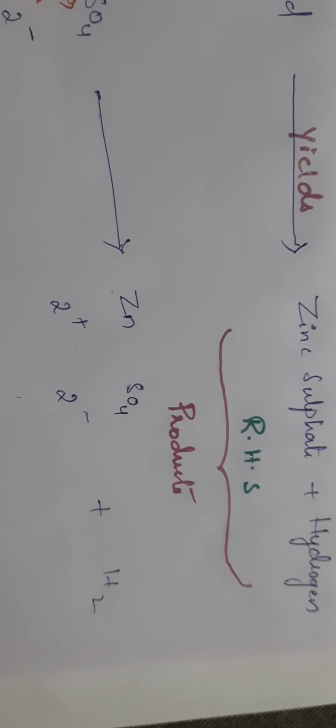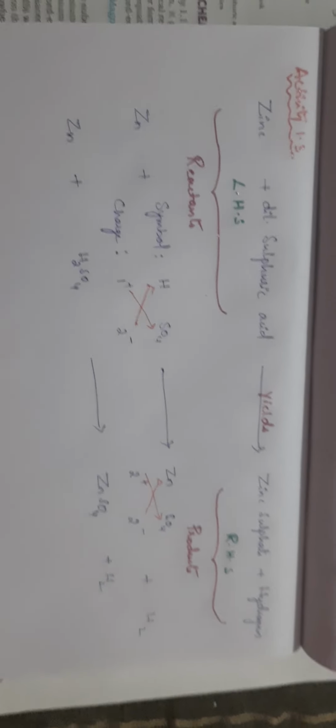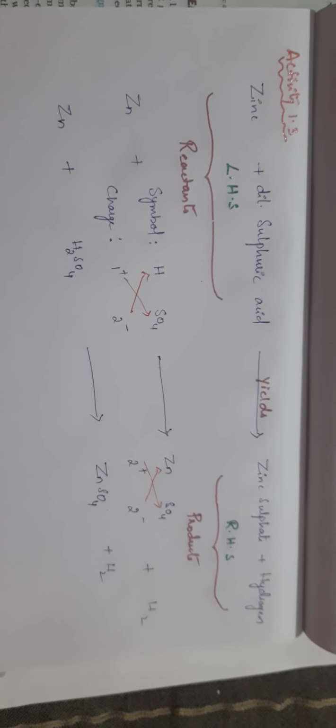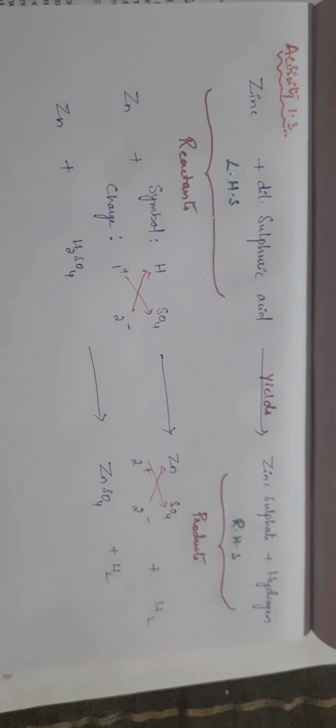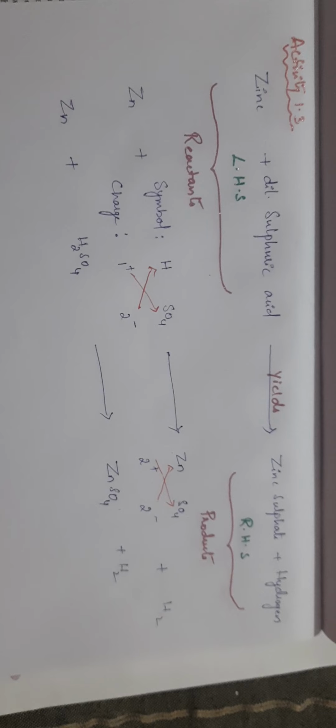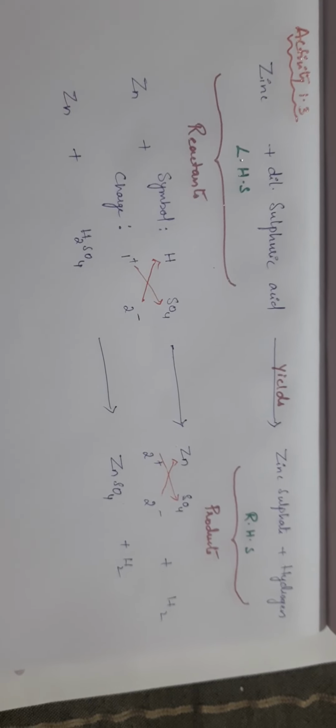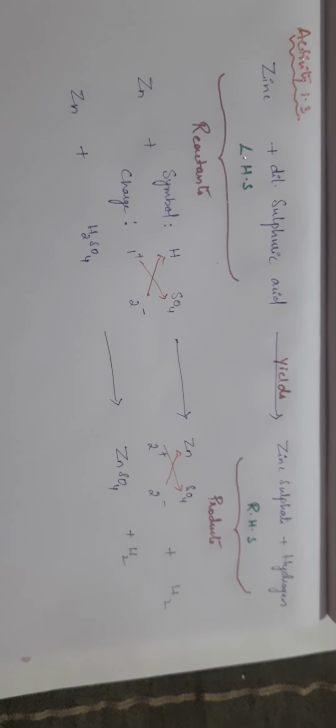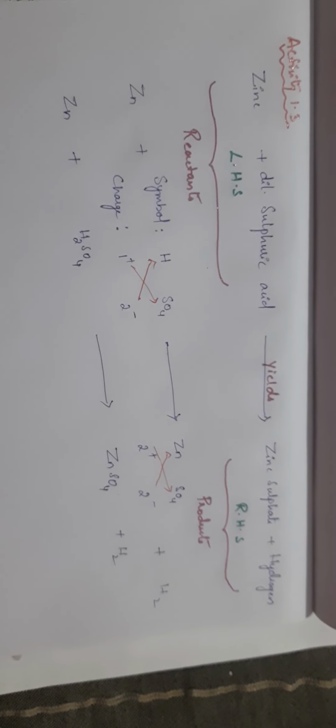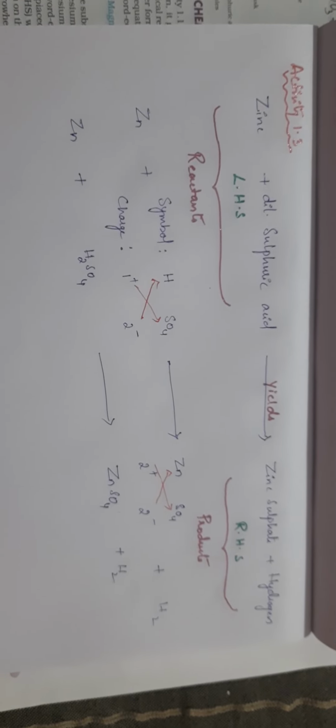Let us exchange the charges. So here the reaction is represented in chemical formula as Zn plus H2SO4, which is sulfuric acid, yields or produces zinc sulfate, which is ZnSO4, and releases hydrogen gas. So that's all for today. Let us see what we have learned.